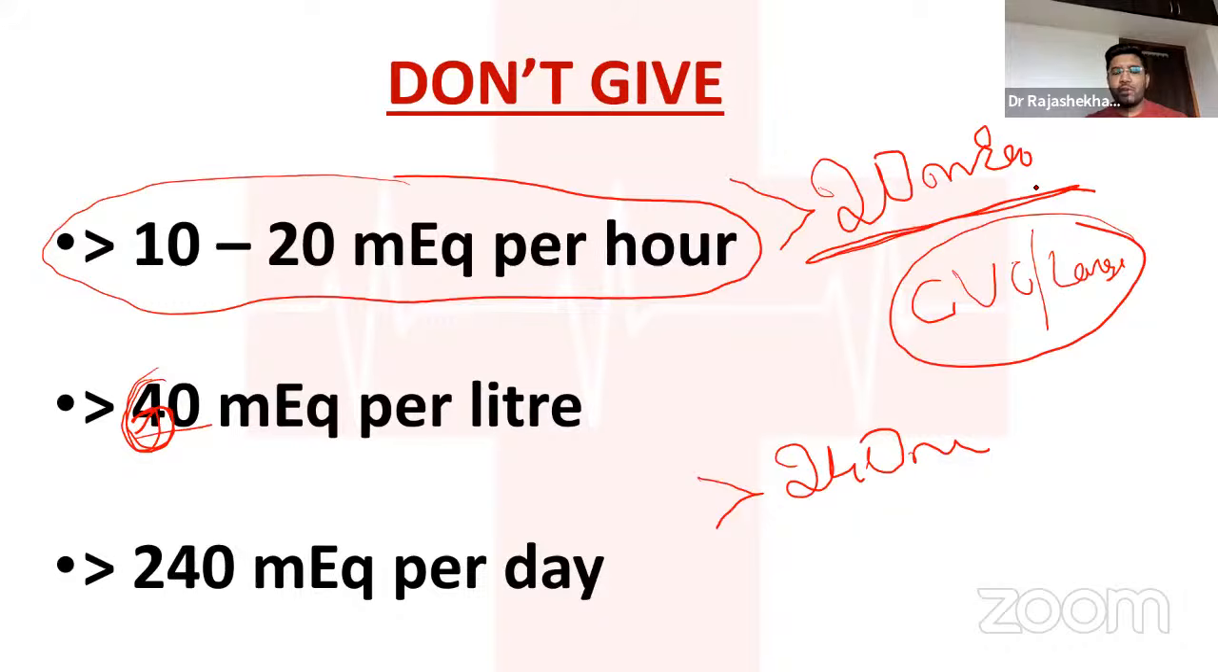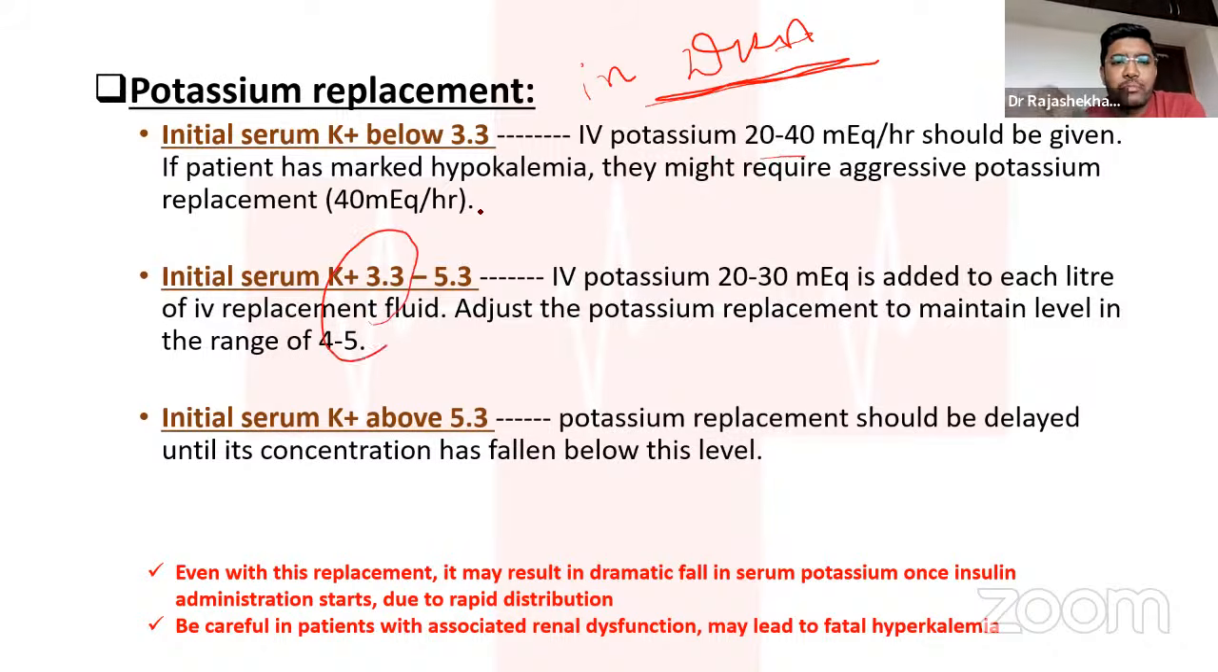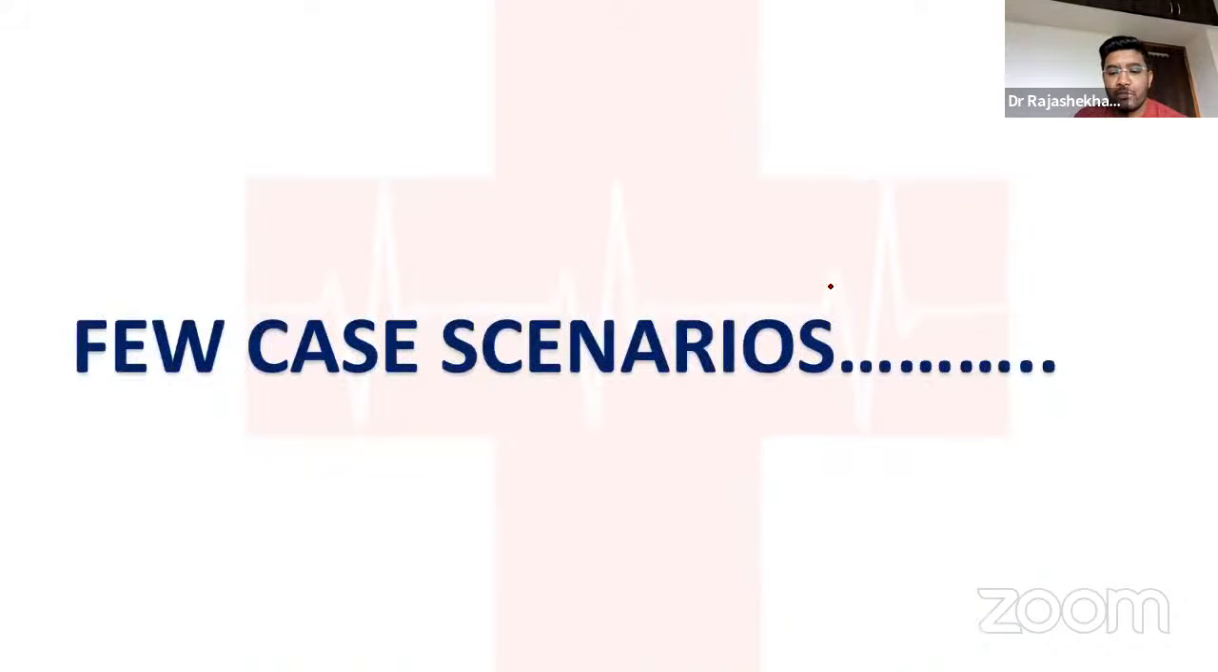So this is a basic understanding of hypokalemia. This is for potassium replacement in DKA. As I told you, DKA is the only condition where we give IV potassium even when the potassium is above 3.3. In the class on diabetic ketoacidosis, I have explained the importance of this particular amount of potassium. You can go back to that class to understand this.